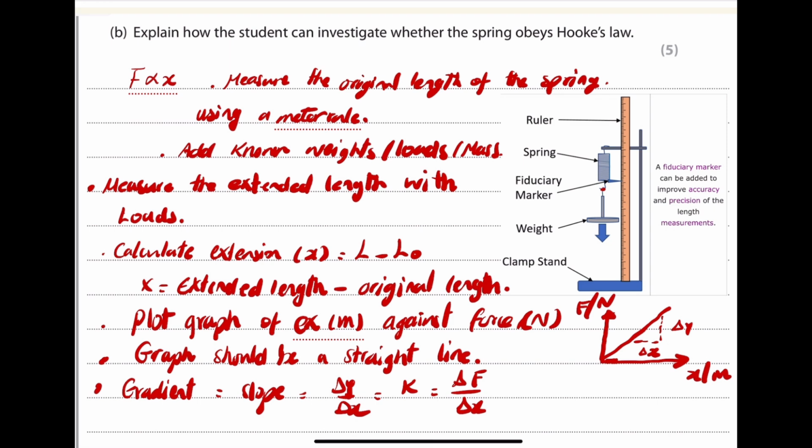So here the graph should pass through the origin. The force is directly proportional to the extension. You will get marks for these. By the end, we try as much as we can to use the effective keywords: measure and add known weights, measure the extension, calculate the extension, plot the graph. The graph must be a straight line. The gradient is what?